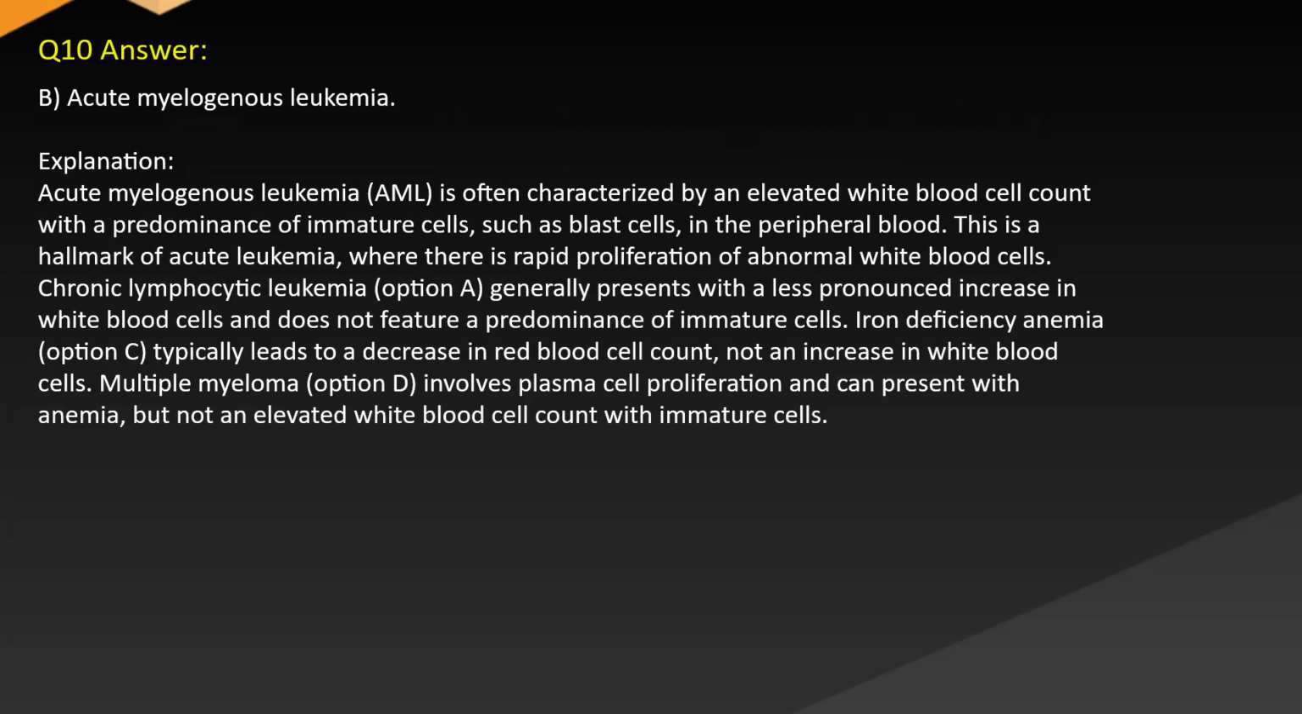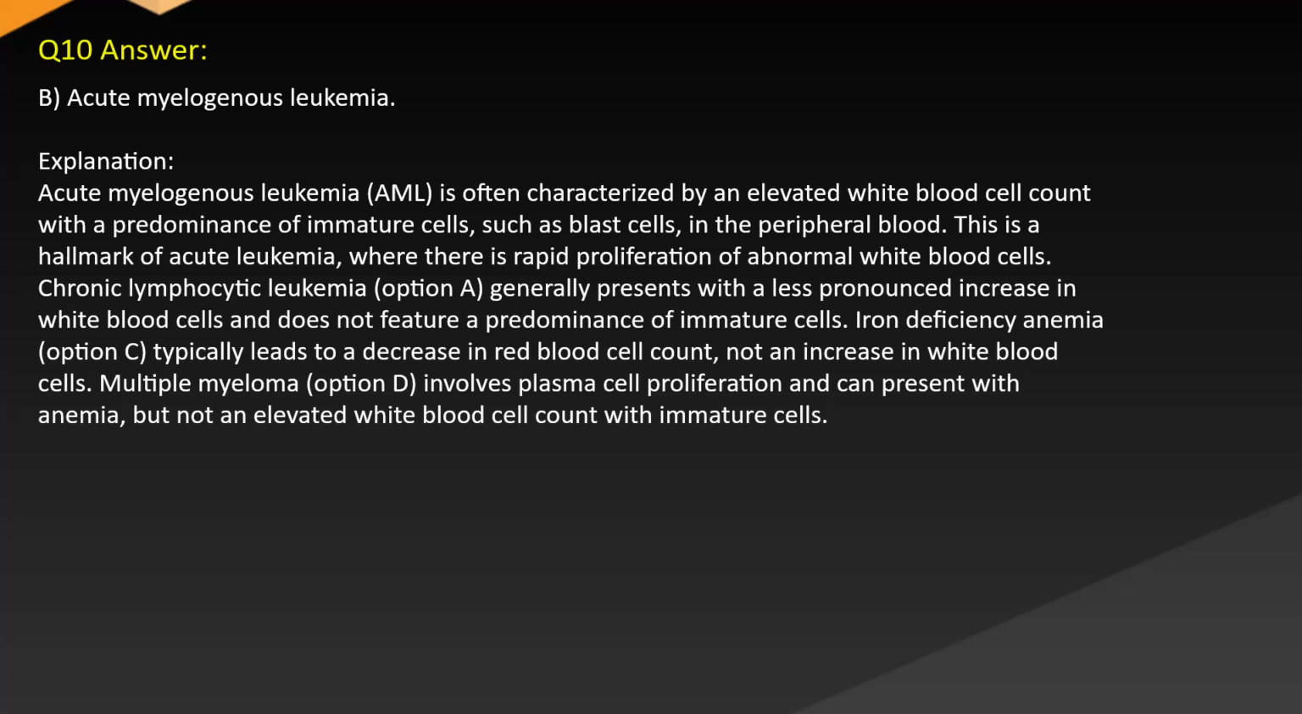Answer: B. Acute myelogenous leukemia. Explanation: acute myelogenous leukemia, or AML, is often characterized by an elevated white blood cell count with a predominance of immature cells such as blast cells in the peripheral blood. This is a hallmark of acute leukemia, where there is rapid proliferation of abnormal white blood cells.